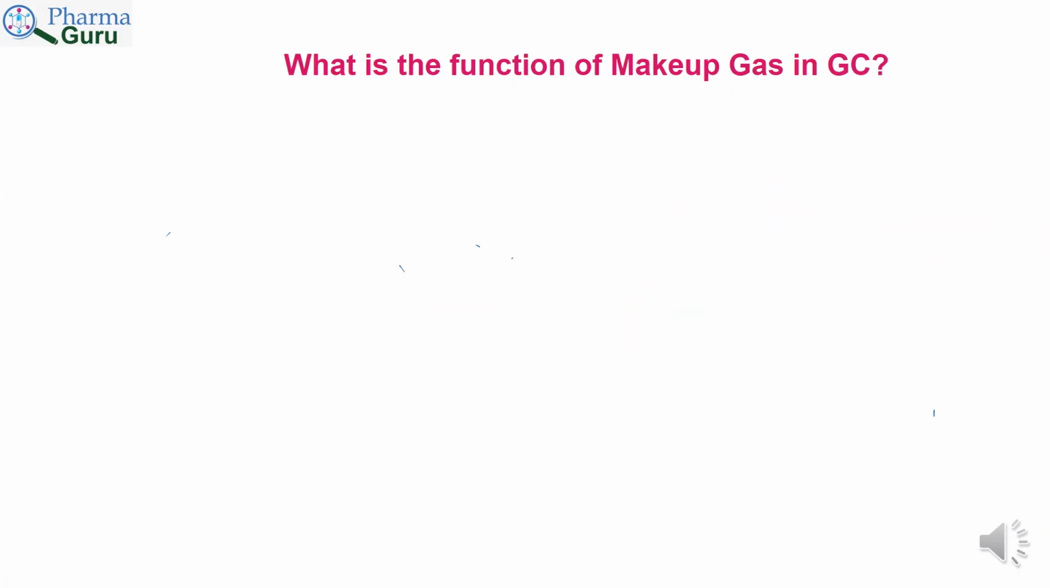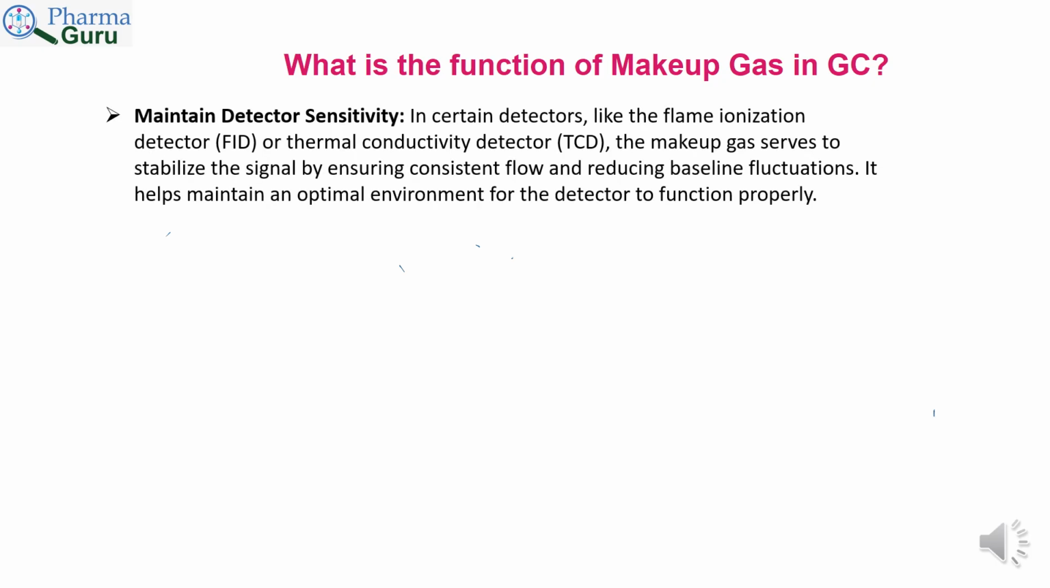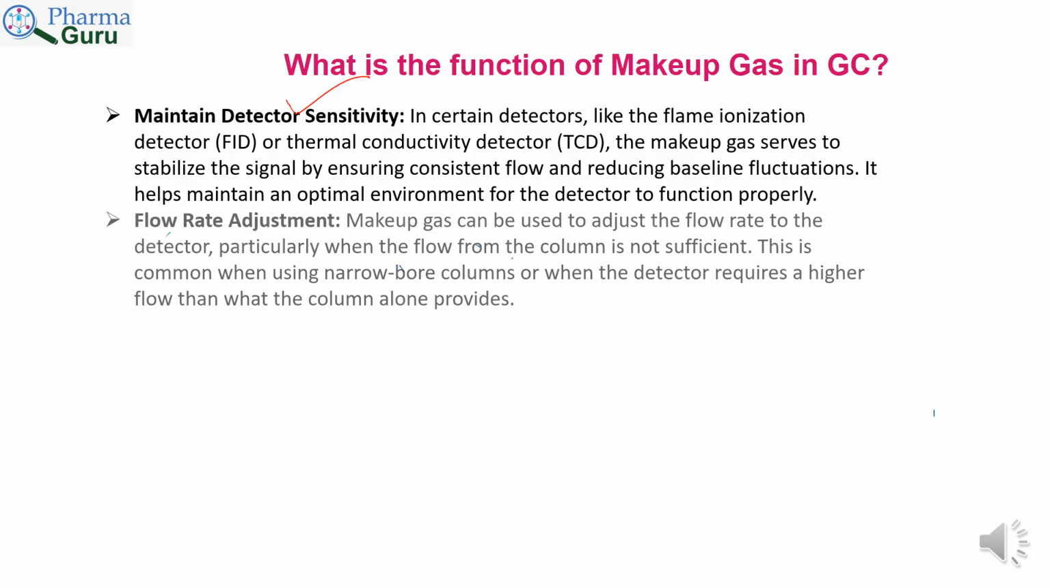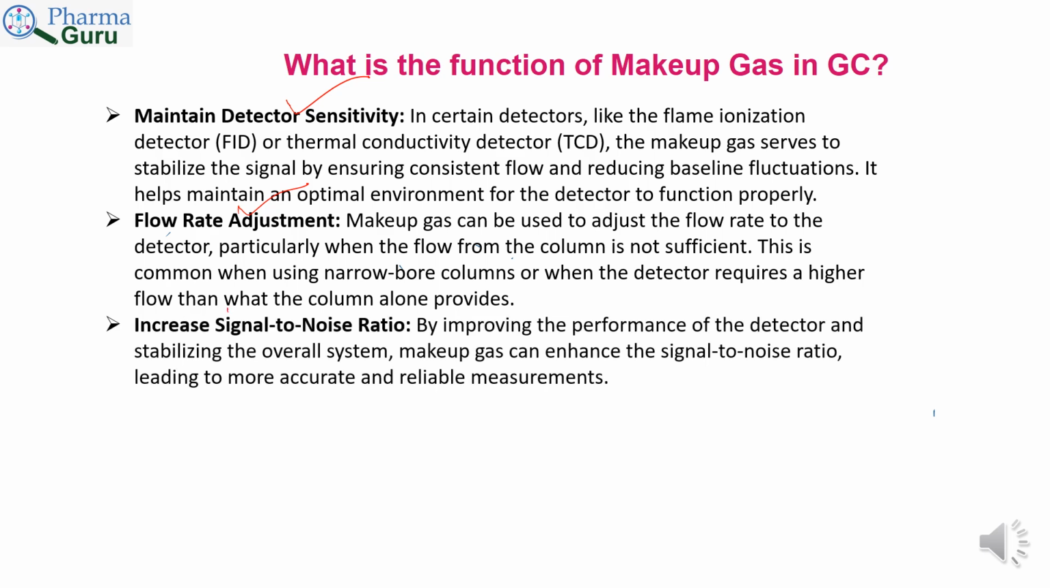Now the question comes, what is the function of makeup gas in GC? Makeup gas maintains detector sensitivity, it adjusts flow rate, and it increases signal to noise ratio.